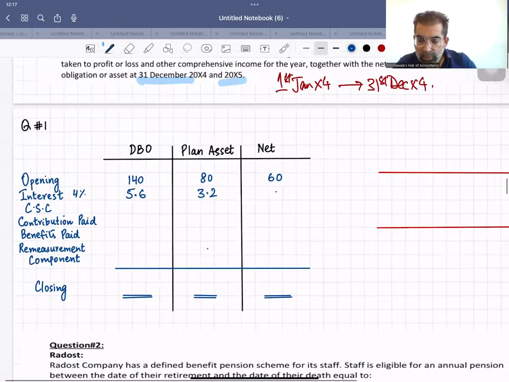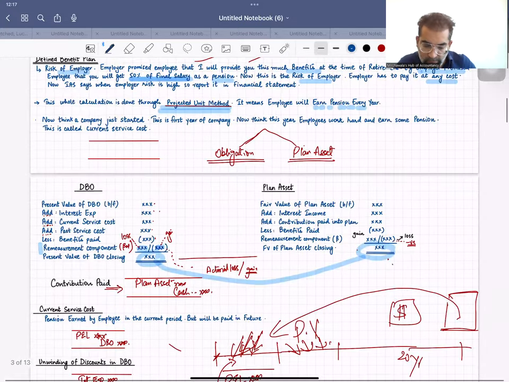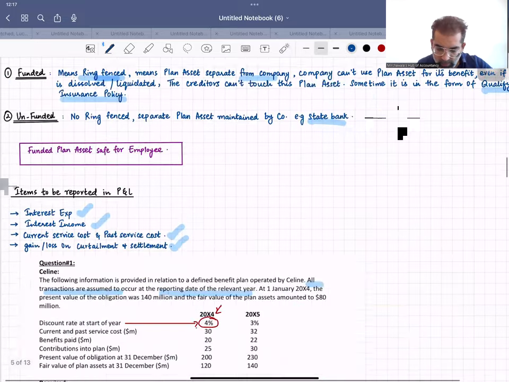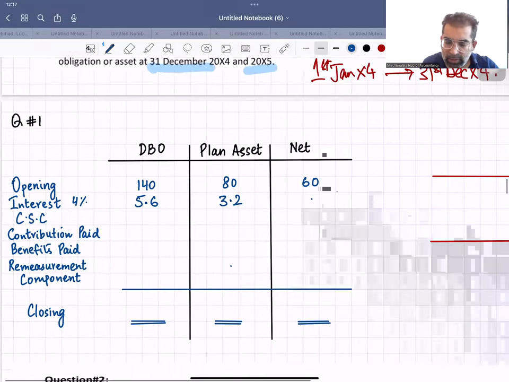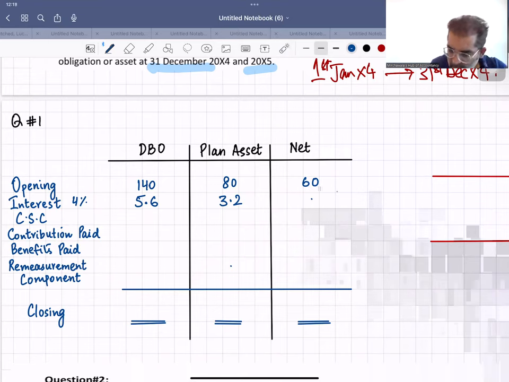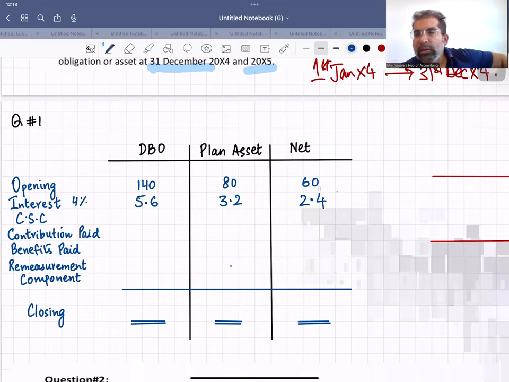You should keep a picture of this format. If you want to take a picture of this format, it is very important. You just need to follow this format and you will solve your question. Very simple. Okay. So now 5.6, and what I told you about how to calculate the net column: net column means first column minus second column, DBO minus plan asset. So 5.6 minus 3.2 is 2.4. One more shortcut I can tell you: if you directly apply 4% on 60, you will get 2.4. Very simple.